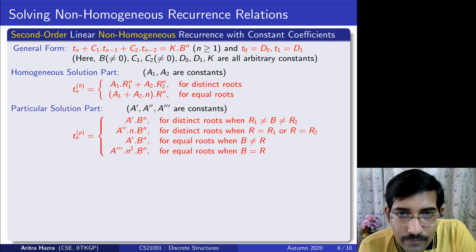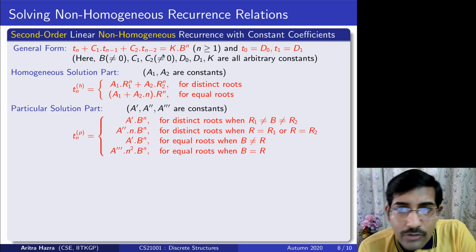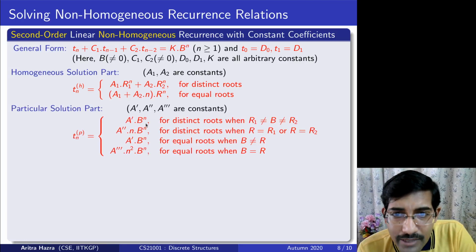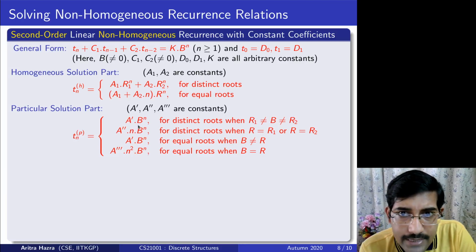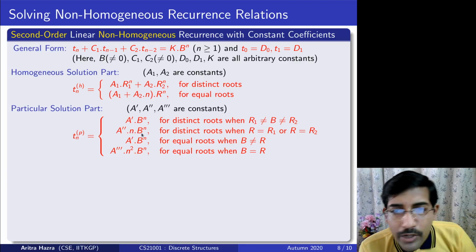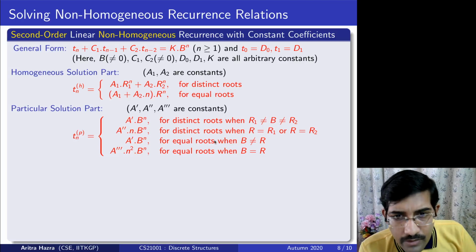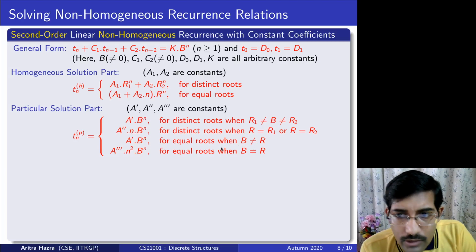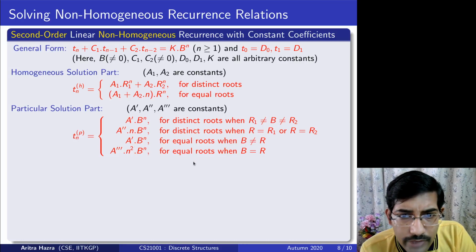For the particular part, again you can anticipate this way, but here you only have to consider that if b to the power n is not equal to r1 as well as r2, then you can directly say this. If it is equal to some of them, then you have to extend it with n into b to the power n as per our concept. If the roots are distinct and not equal to b, then the same formula we can use.